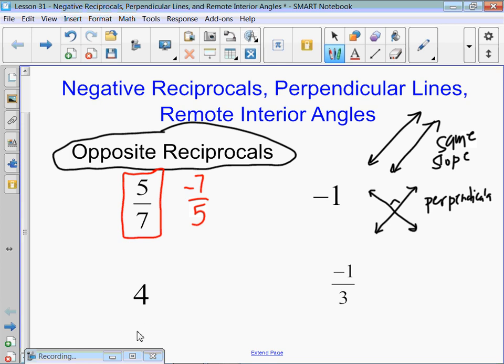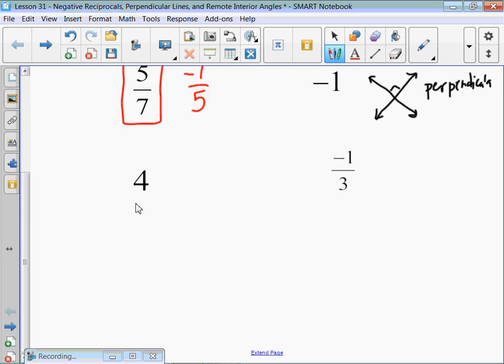Okay, and let's do this one next, 4. So this is 4/1, technically. It's the same thing as 4/1. So raise your hand if you can tell me the perpendicular slope. Sebastian? Yep, negative 1/4.